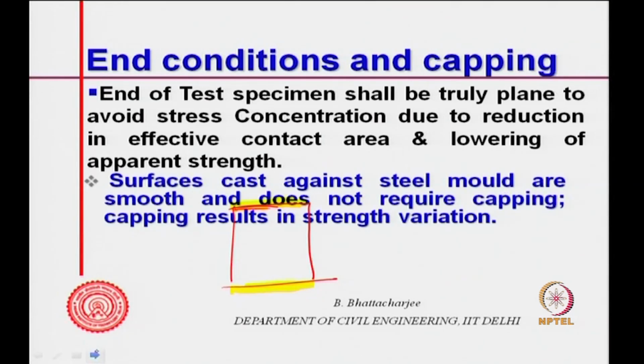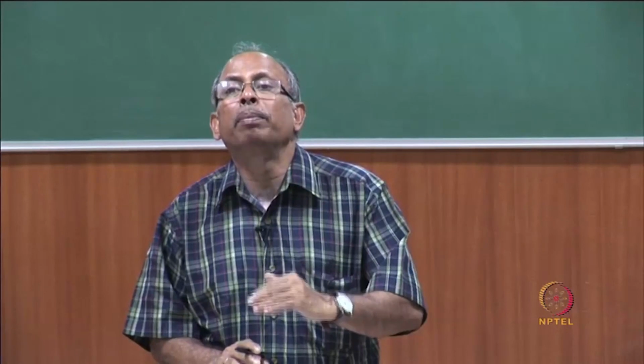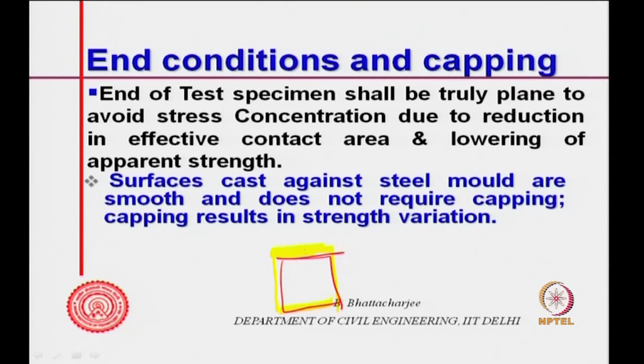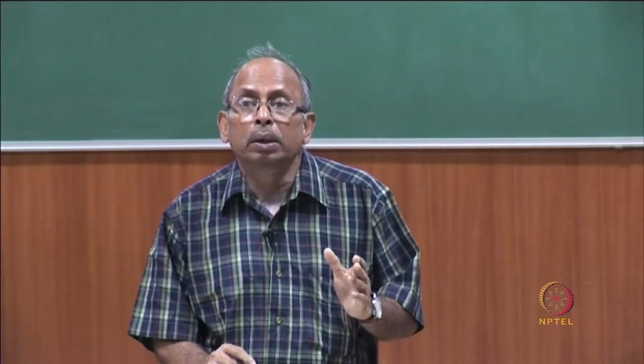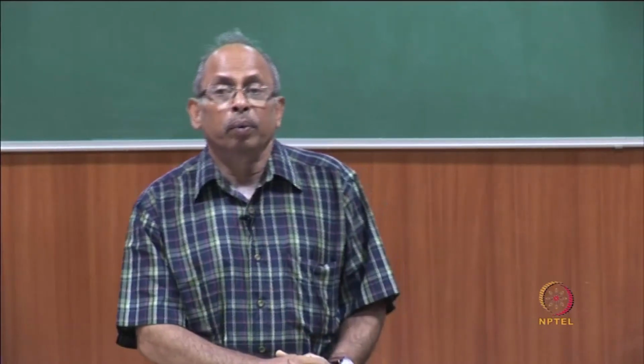And to do that, what do we do? A surface cast against a steel mold is smooth, and therefore it does not require any treatment. I will talk about capping a little bit later on, but it does not require any treatment. This is very smooth, and I put that below the loading plates, what we call loading platens. This top portion is the one that was in contact with the steel mold during casting and not exposed to air. So, this will by and large remain plain if my molds are standardized and properly made within tolerances.